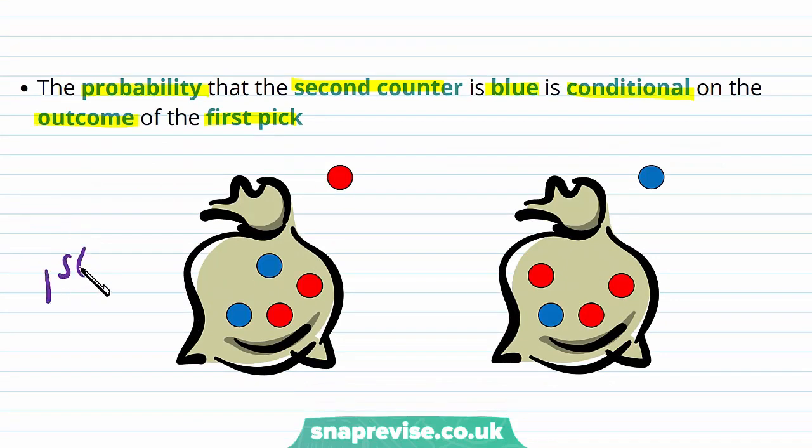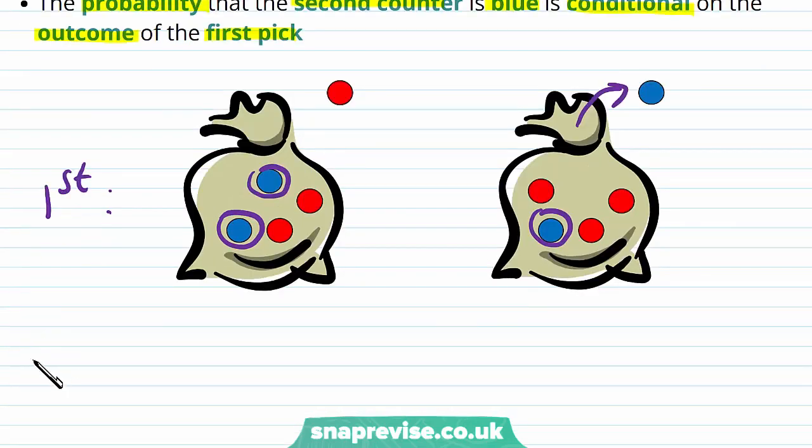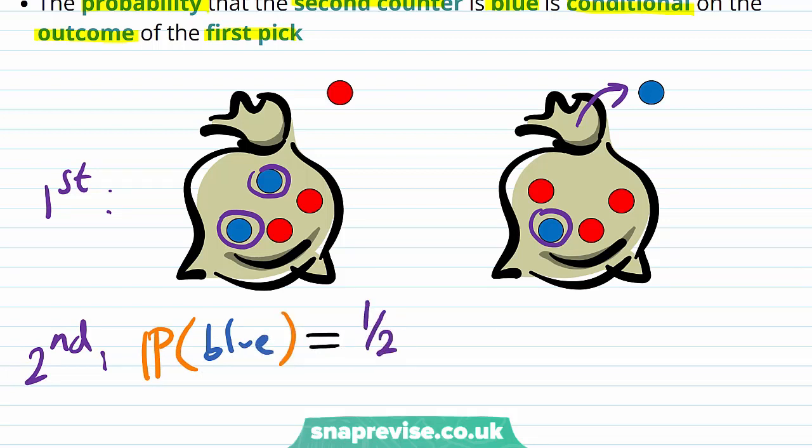If our first pick is red, then for our second pick we have available 2 blues out of 4 counters to pick from in total. If, however, our first pick is blue, then we have only 1 blue from a total of 4 counters to pick. Therefore, in the first case, the probability of picking a blue counter is 1/2, but in the second case, the probability of picking a blue counter is instead only 1/4. It's conditional on the outcome of the first pick.